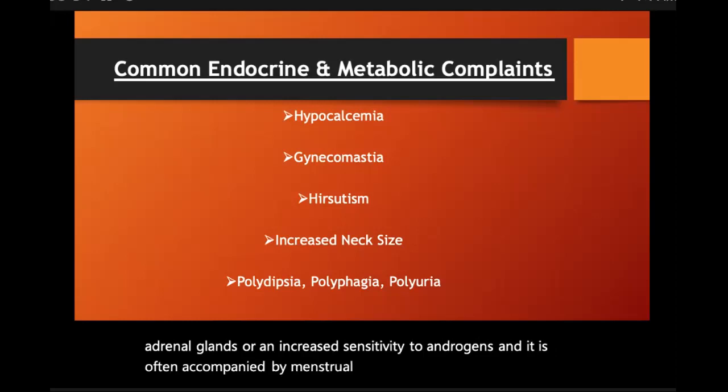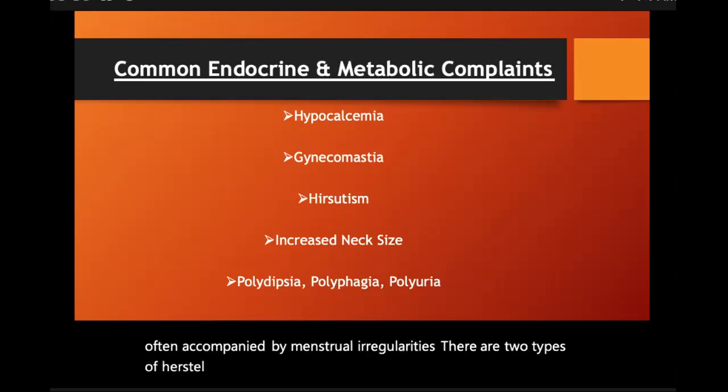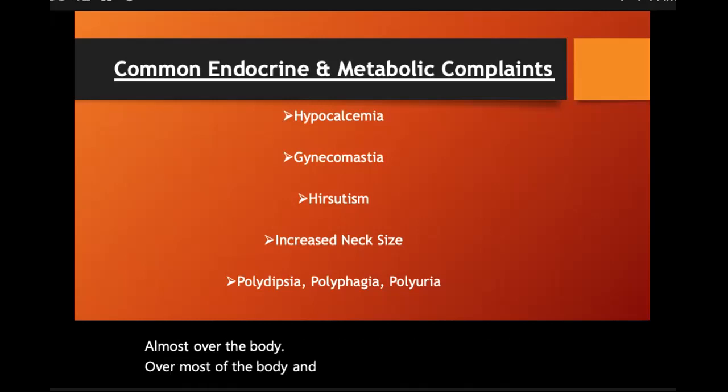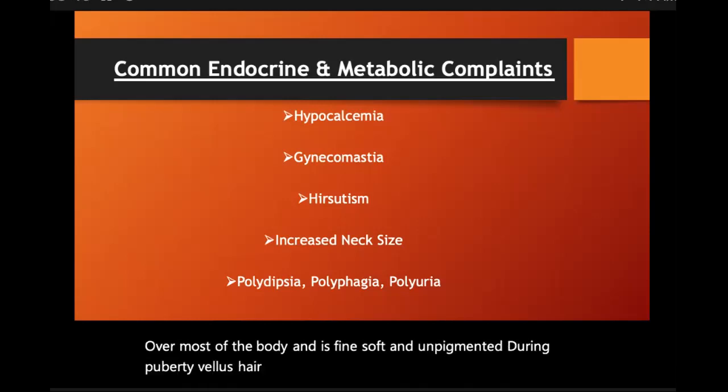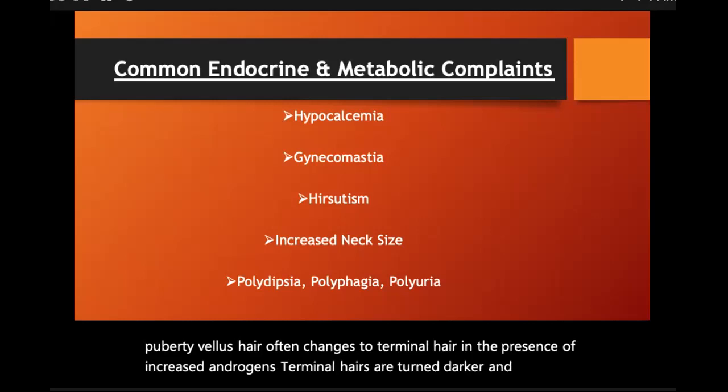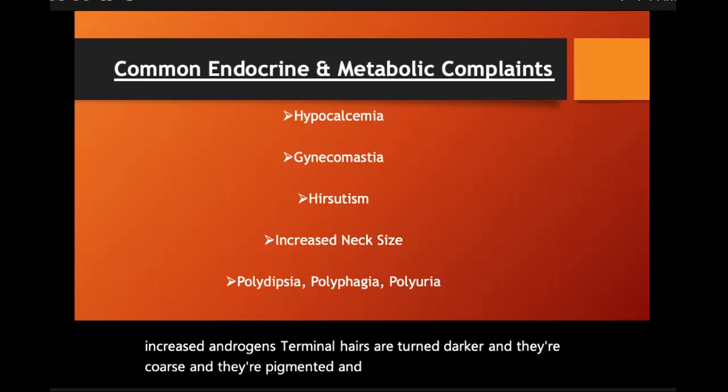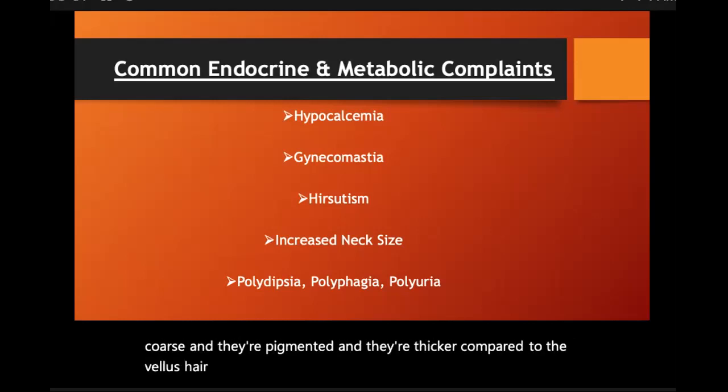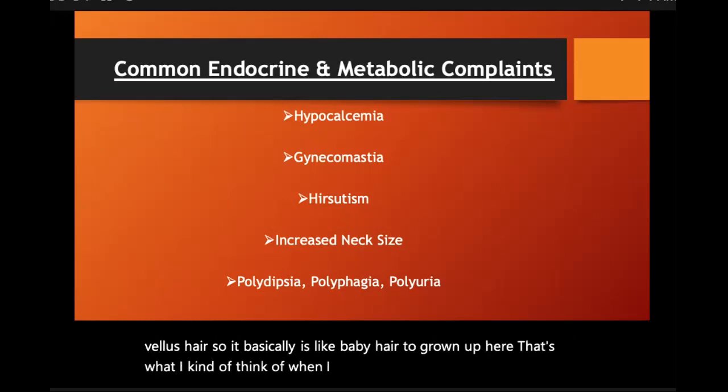There are 2 types of hair in hirsutism, vellus and terminal. Vellus hair is found over most of the body, and is fine, soft, and unpigmented. During puberty, vellus hair often changes to terminal hair in the presence of increased androgens. Terminal hairs turn darker, and they're coarse, pigmented, and thicker compared to the vellus hair. So it basically is like baby hair to grown-up hair. That's what I kind of think of when I think of vellus and terminal.